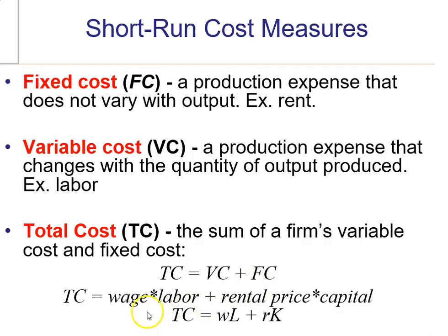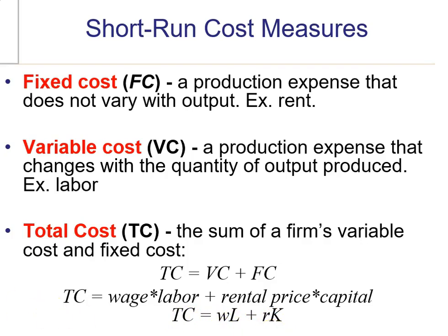This will give you your fixed cost. The abbreviations economists use: for wage it's W, for labor it's L, for rental price it's R, and for capital it's big K. So your total cost is equal to W times L, your variable cost, plus R times K, your fixed cost.